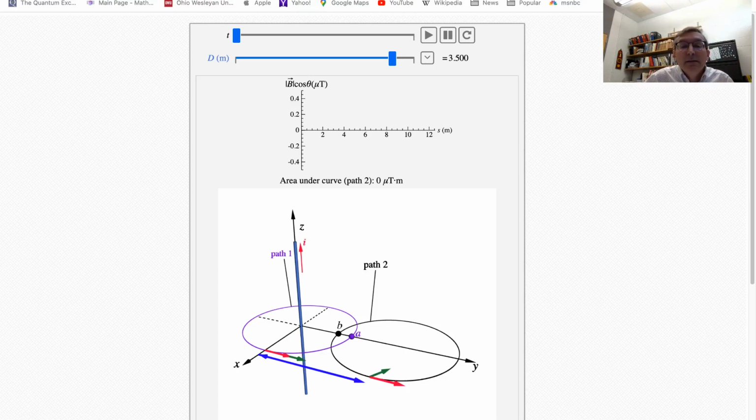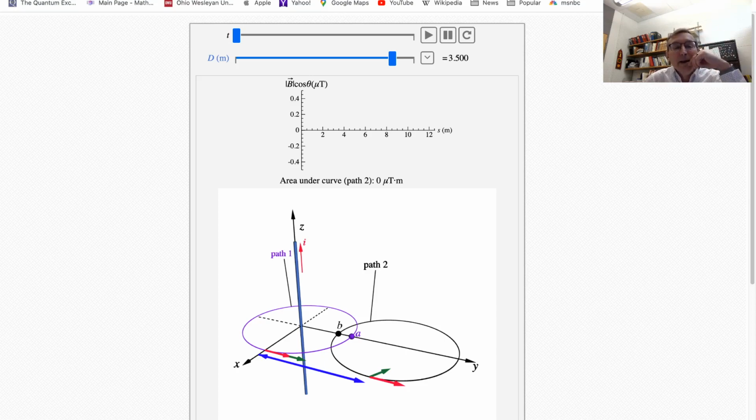It might look like there's a lot going on here, but there really isn't that much. There's one wire, the current I. The wire is along the z-axis. The current I in it is going upward in the plus z direction. And there are two closed loops. They're actually simply circles. Path 1 is a circle in the xy plane with its center at the origin. Path 2 is a circle in the xy plane with its center displaced along y a distance big D, which in this case happens to be 3.5 meters.